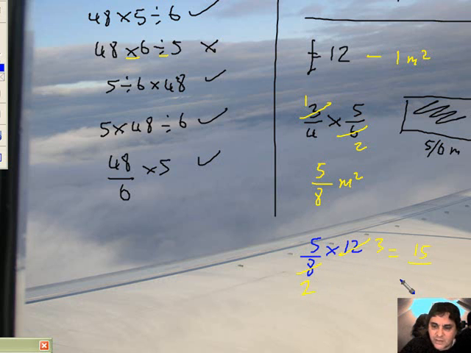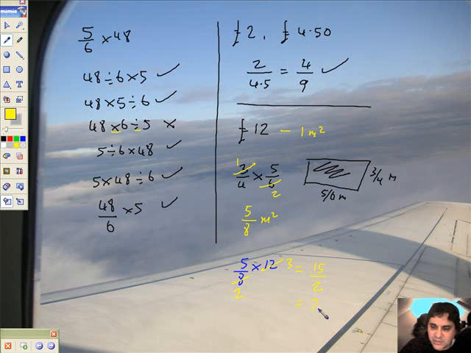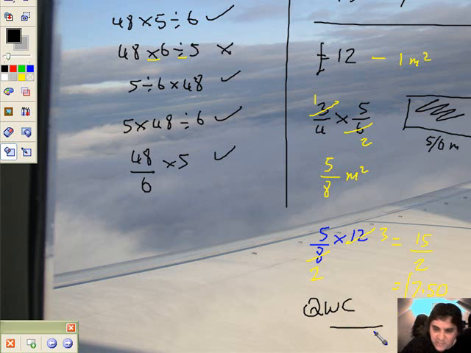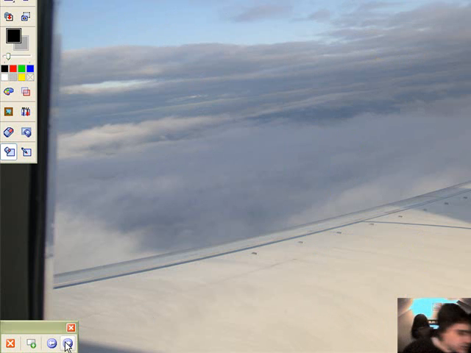15 over 2, and what's 15 divided by 2? 7.5. £7.50. Please be careful with the quality of your written communication. You've got to have that 0 on the end, because we're talking about money. Let's just try another dodgy one, because it's in the grade C zone, so I presume that's dodgy for you.